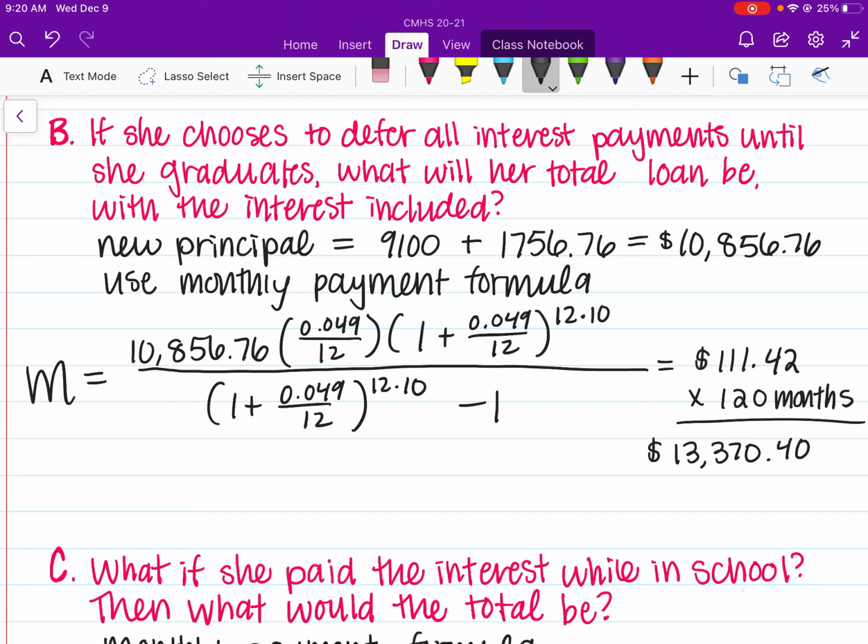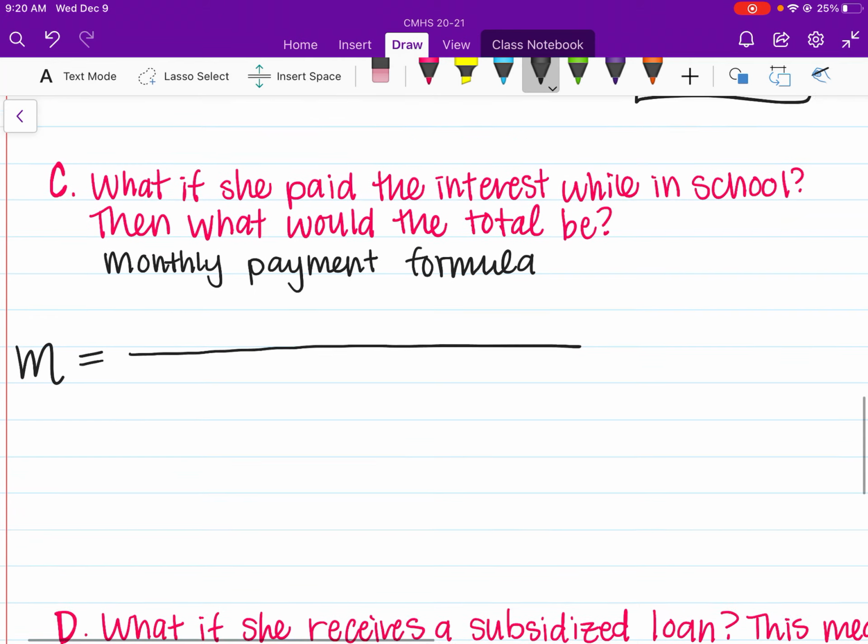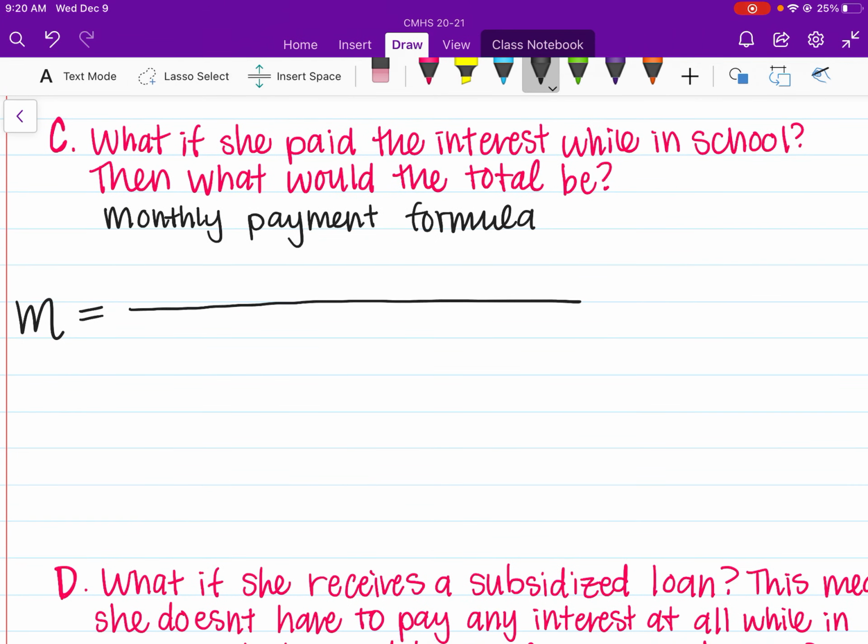$370.40. So what does this mean? This means if she doesn't pay any interest at all while she's in college, she saves it until afterwards, then this is going to be her new total, and it's going to take 10 years to pay it off, and this is what she's going to have to pay back altogether. Now, why is it more than that $10,000? Because, of course, you have interest to pay on it as well after you graduate. So that's why it's a little bit bigger than the $10,000.